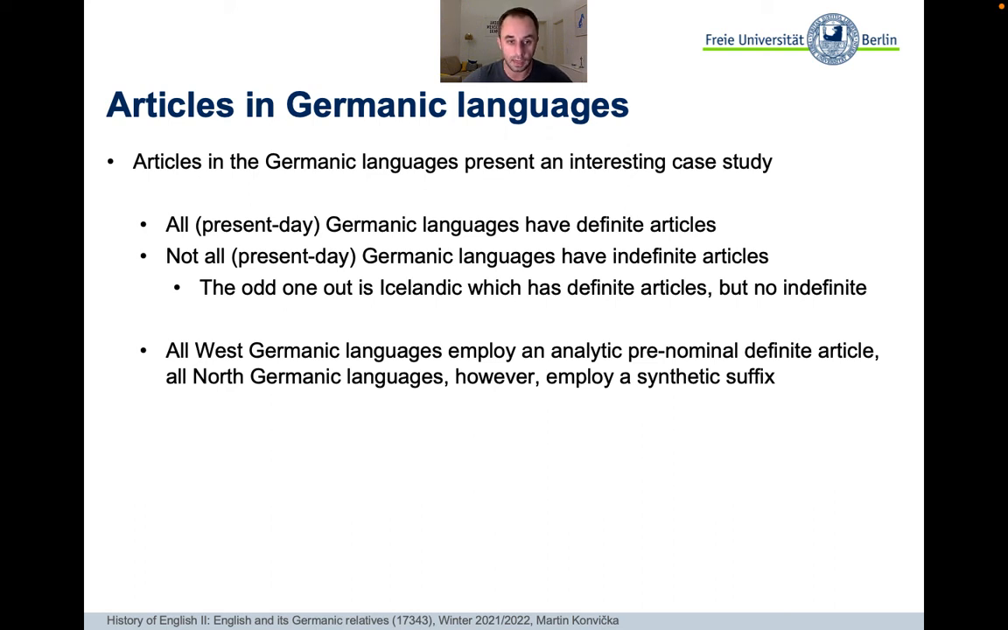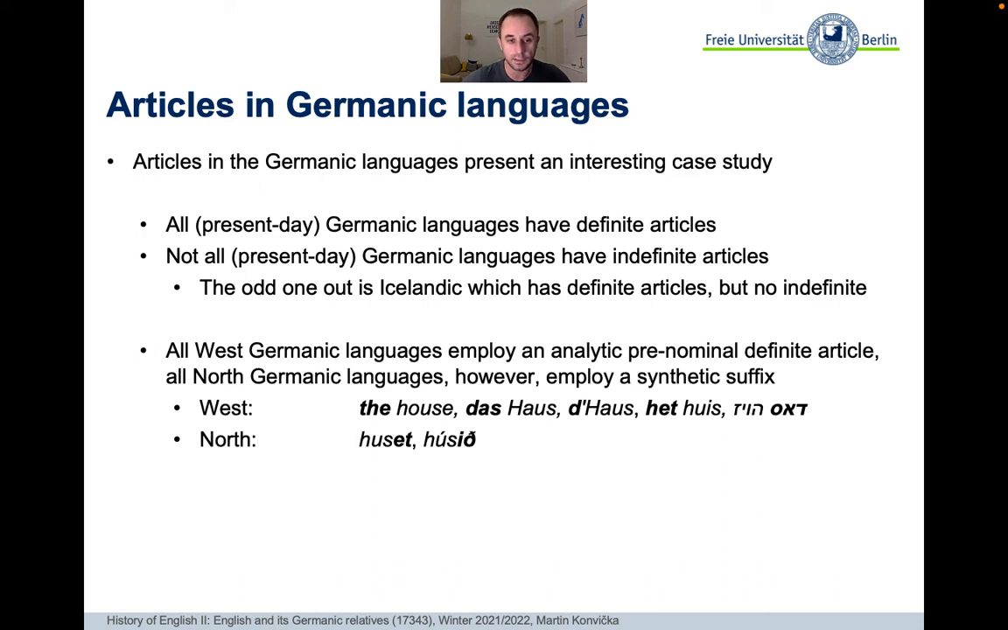Whereas all North Germanic languages do it differently, and they have a suffix, a postnominal suffix, something that you add to the base form of the noun to signal that it is a definite reading of the word. So in West Germanic languages, we would have things like the house, das Haus, het Huis. Whereas in North Germanic languages, we would find things like huset, huset, and similarly also for other nominal structures, right?